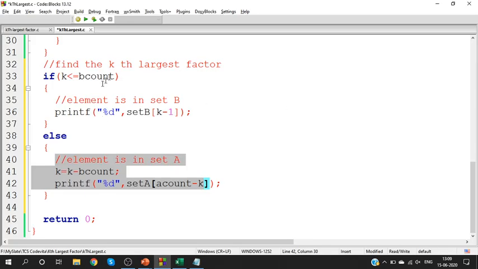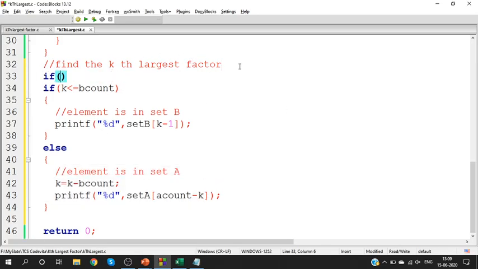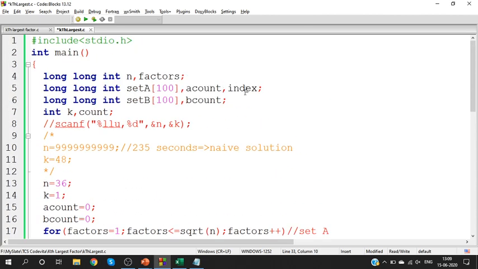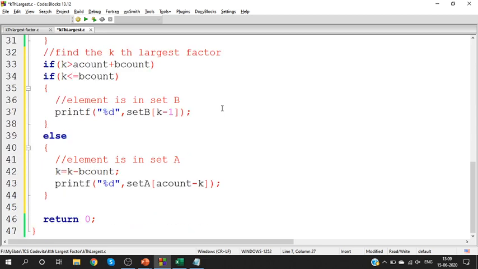So how will I know? I should see whether k value is greater than number of elements in A and B. The total factors is nothing but number of factors in A plus number of factors in B. That is the total number of factors, right? Okay. Total factors. How can we calculate total factors?